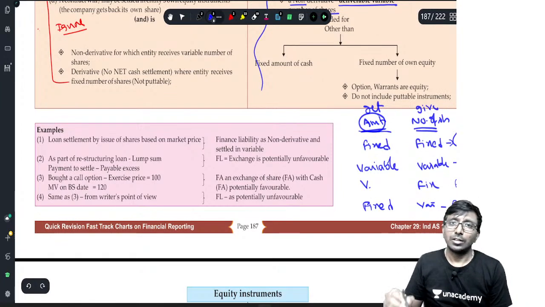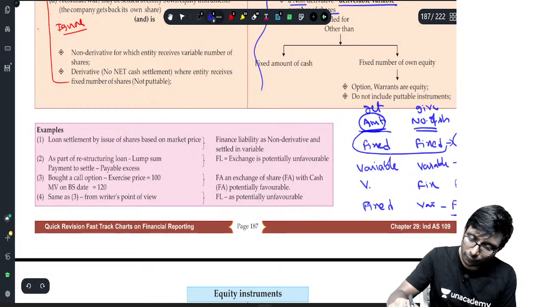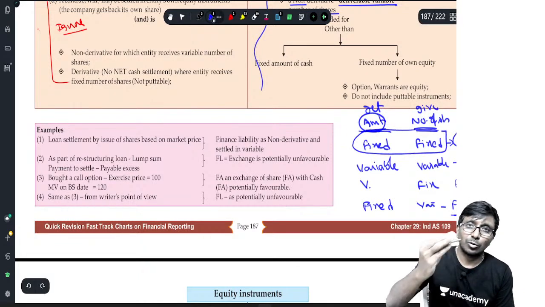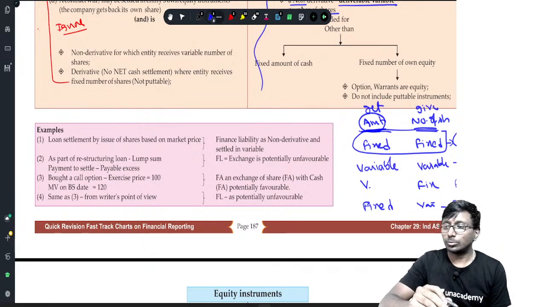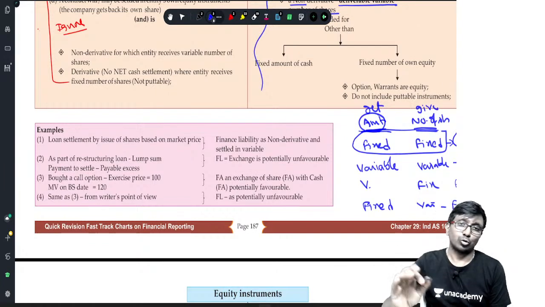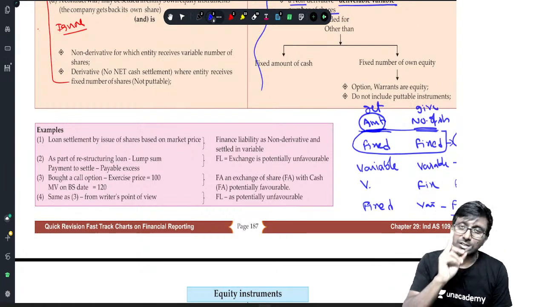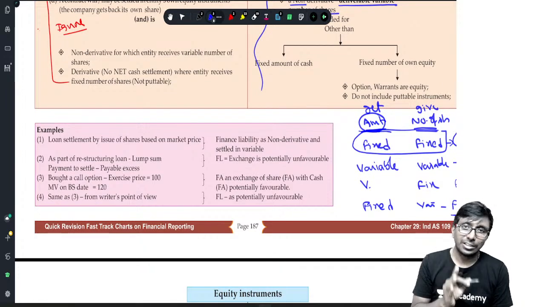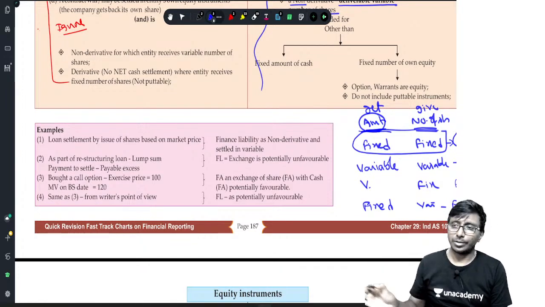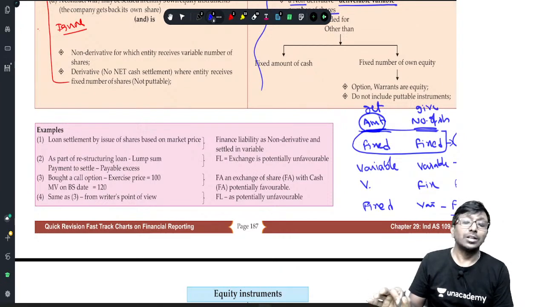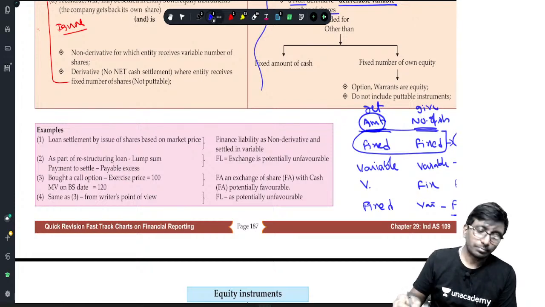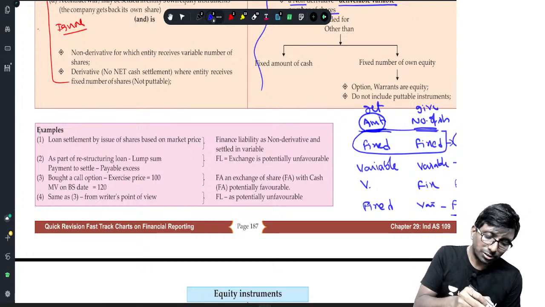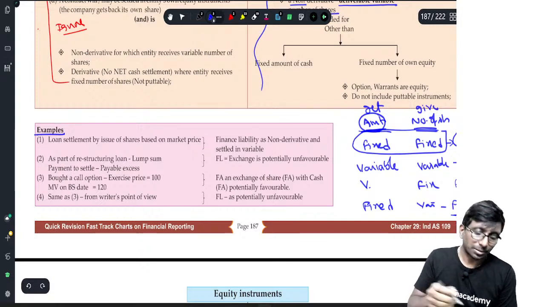It's like that. Only in the combination where a fixed amount is receivable, and a fixed number of shares are supposed to be issued, under that circumstance alone it is going to be treated as equity. In all other combinations, it is going to be a financial liability. Is that clear? Right. Next point, some examples.